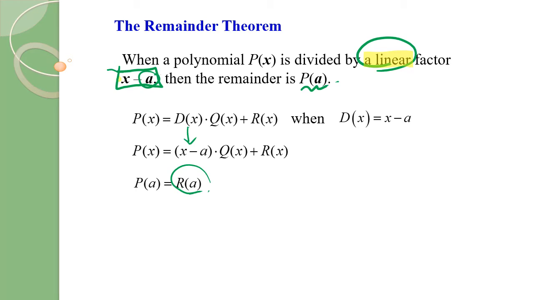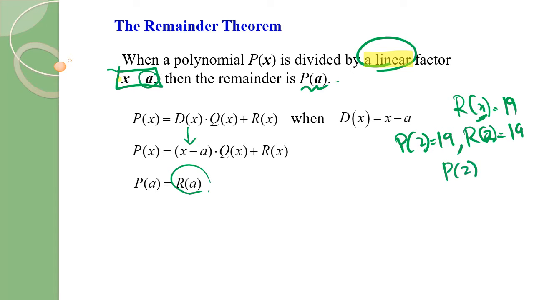Okay, let's say from the previous one we have r(x) equal to 19. So r(a) is also equal to 19. Why? Because we don't have x, so we don't have to substitute any value. Okay, r(a) means r of 2. So p of 2, we also get 19. Right? So p(2) is equal to r(2).